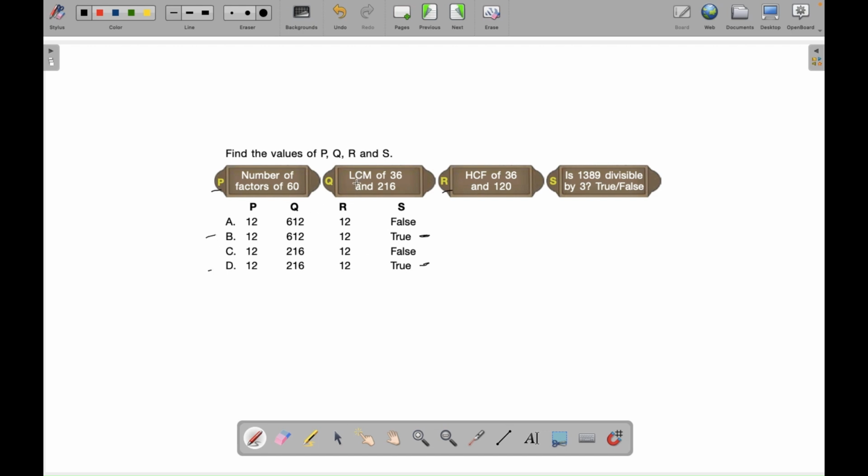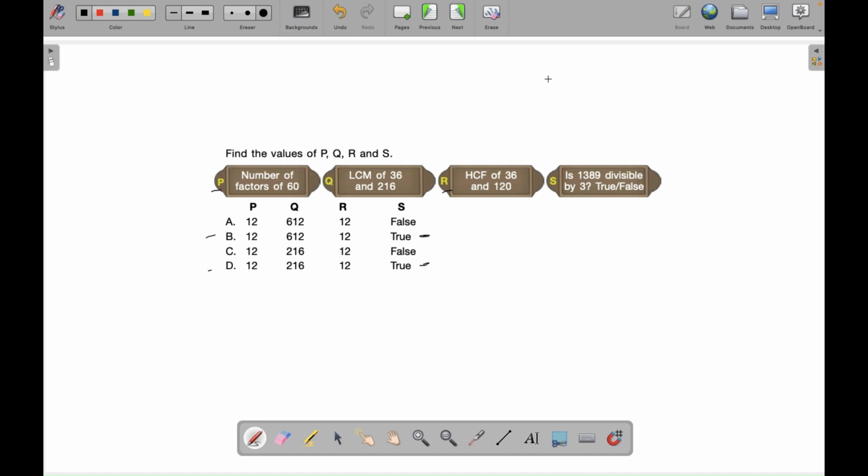Now we just need to solve for Q. Right? Now Q, again, it is very interesting. So LCM of 36 and 216. What did I mention previously? I mentioned that we must check if there is a possibility that this number is divisible by this number.